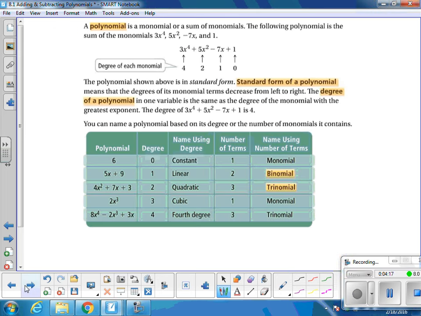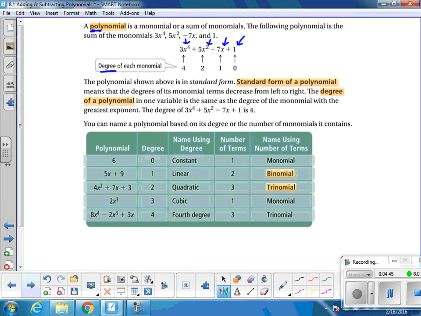A polynomial is a monomial or a sum of monomials. So really a polynomial is made up of many monomials. The following polynomial is the sum of monomials. That sounds like a mouthful, but really a polynomial is just a bunch of monomials. When I look at the degree of each one, remember the degree has to do with the exponent. For this first term, the degree is 4 because of the exponent. This one is 2, this one is 1, and that one is 0. And that comes into play.